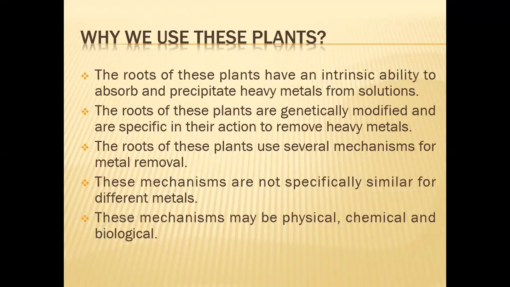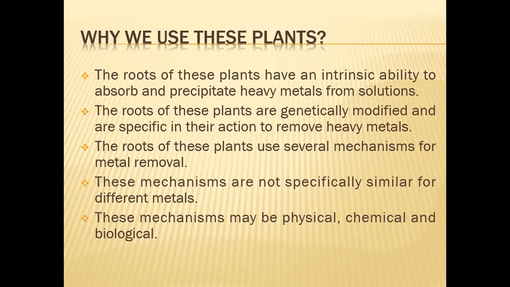Why do we use these plants? There is a question that there are many other land plants. Why do we not use these plants for rhizofiltration for the removal of contaminants from wastewater? Why do we use specific plants? It means these specific plants have some special qualities. That's why these are used for rhizofiltration, for the removal of heavy metals from wastewater or from a waste contaminated site. Let's see.